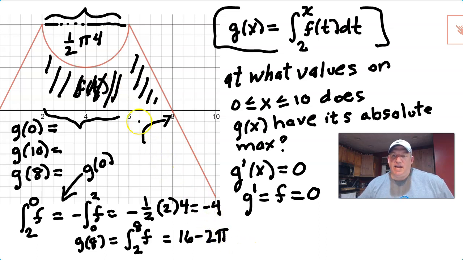And then we need to add in our triangle. So this part, 16 minus 2 pi, is just from 2 to 6. And then we're going to go from 6 to 8. And that's going to give me 1/2 base times height, kind of like the triangle that was over here. So we're going to add an additional 4. So it looks like we have a value then of g of 8 to be 20 minus 2 pi.